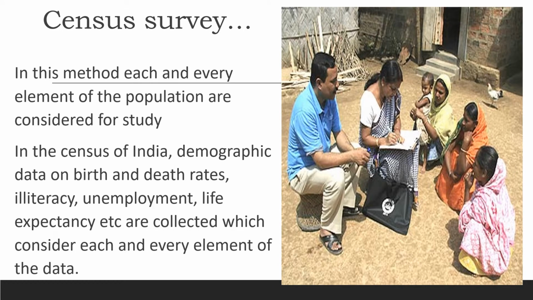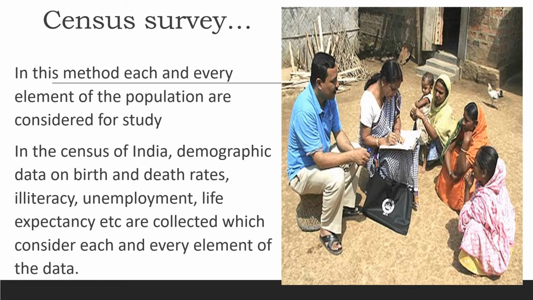Well, there are two ways of collecting data where area is concerned. One is the census survey method and the other is the sample method or sample survey method. Now, what is the census survey? Well, in this method, each and every element of the population is considered for study. That means you're leaving no one out of the scope of your study, whatever it is that you are trying to study.